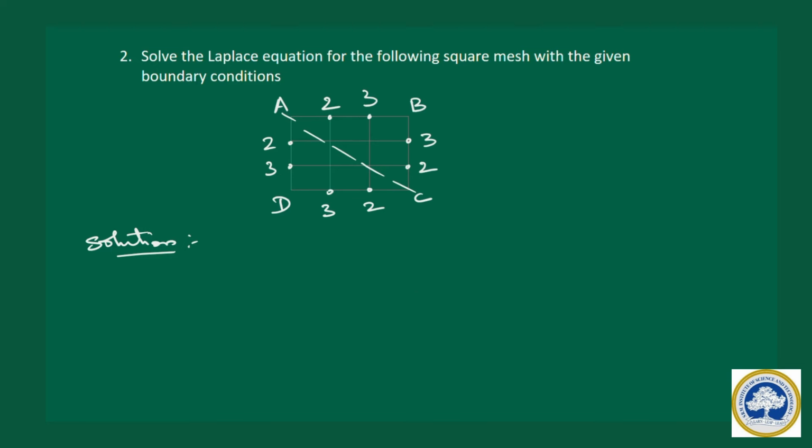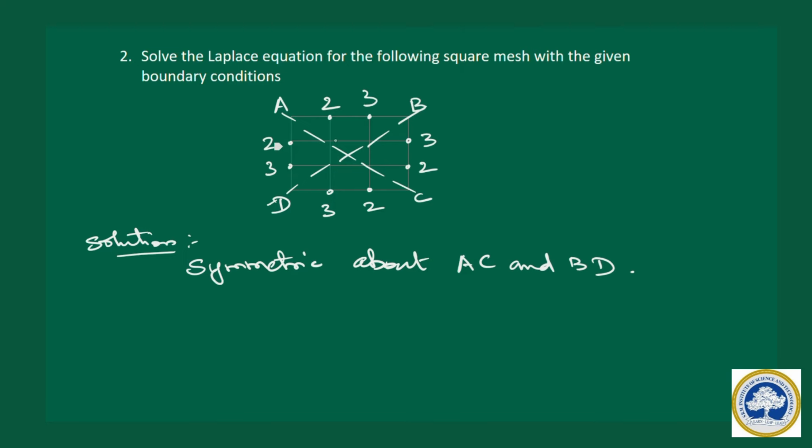diagonal AC. Similarly, if we notice the other diagonal, BD, about the diagonal BD also we have the same values, 3 3, 2 2, again 2 2, again 3 3. So we can conclude that the given square mesh is symmetric about both the diagonals AC and BD.